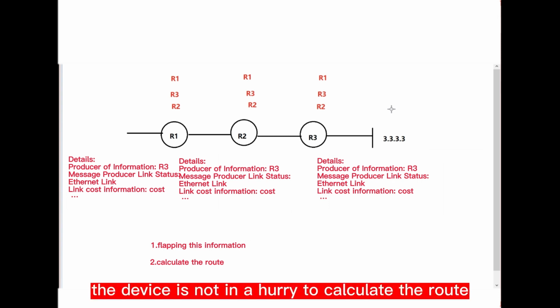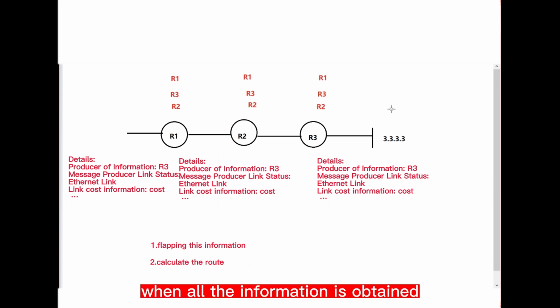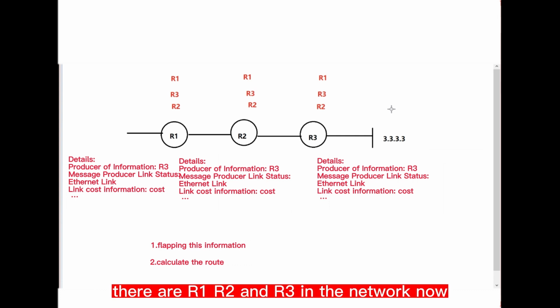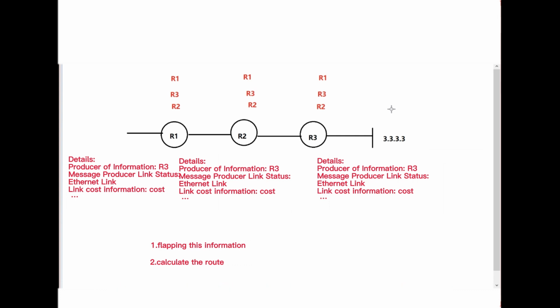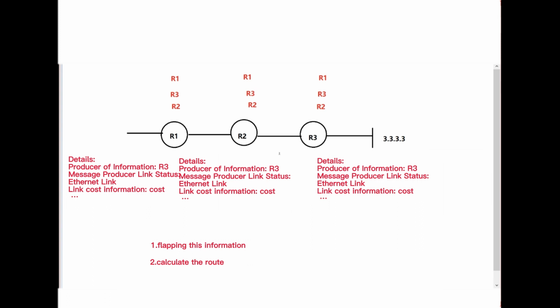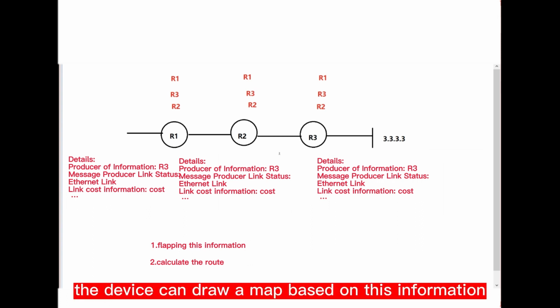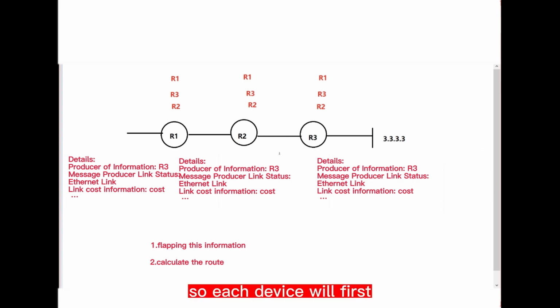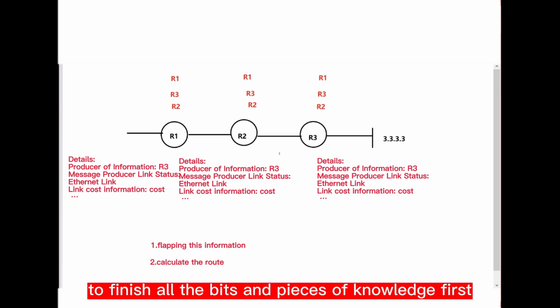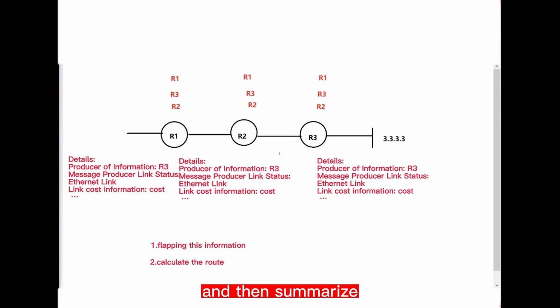The device is not in a hurry to calculate the route. When all the information is obtained, it probably knows that there are R1, R2, and R3 in the network now. No fourth device. Then look at what they posted. Because there are many parameters in this detailed content, the device can draw a map based on this information. So each device will first synchronize all the information, and later they go to calculate. It's like when we learn, you have to listen to the teacher finish all the bits and pieces of knowledge first, and then summarize.